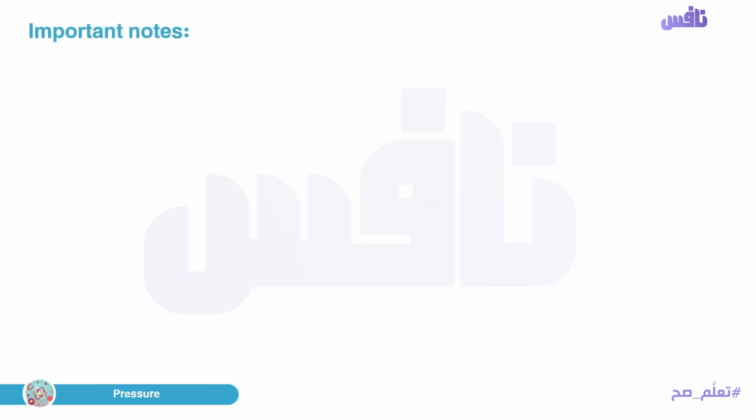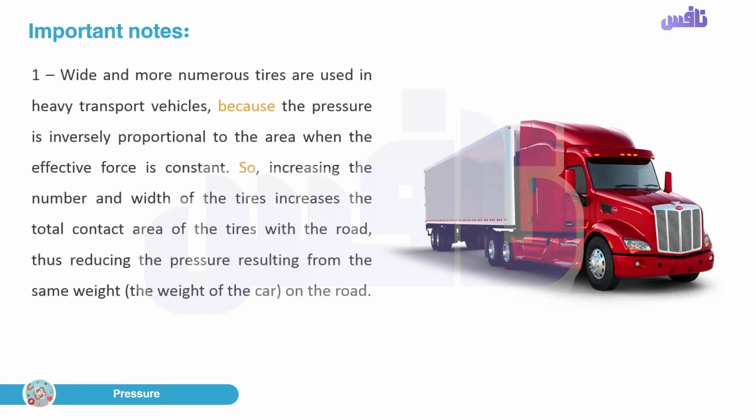There are very important notes we must state together so we can deal with the quiz or the examples. Number 1. Wide and more numerous tires are used in heavy transport vehicles. Why? Because the pressure is inversely proportional to area. So we need lower pressure, and therefore we use greater tires. Increasing the number and width of the tires increases the total contact area.